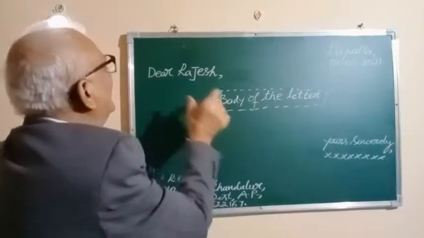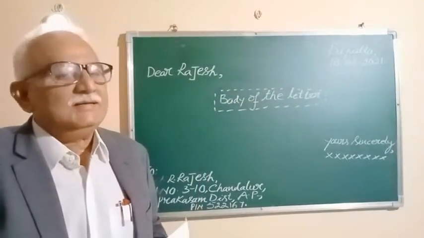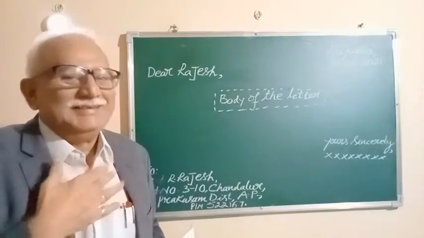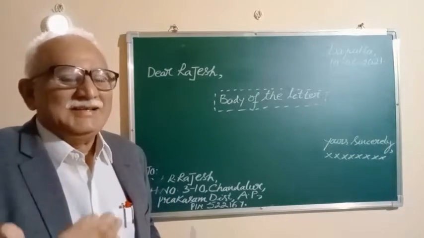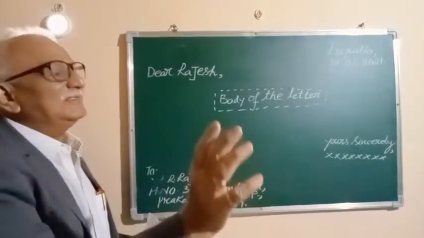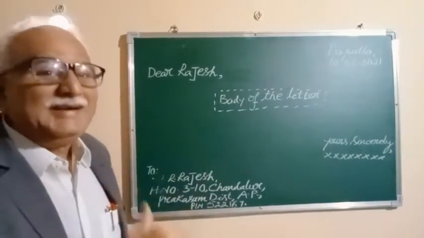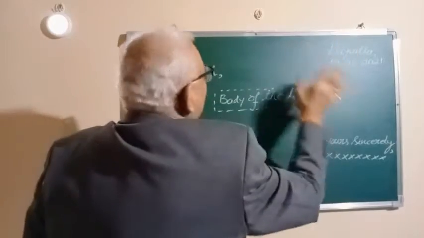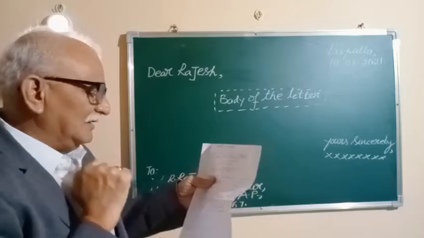The second one is the salutation. What is meant by salutation? If you are writing a letter to your mother, my dear mother. If you are writing a letter to your friend, if he is a very close friend, my dear Rajesh. If he is not so close, dear Rajesh. If he is very close, my dear Rajesh, we write it. So, the first one is the heading, the second one is the salutation, the third one is the body of the letter.